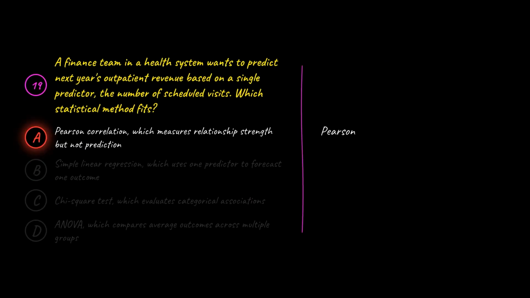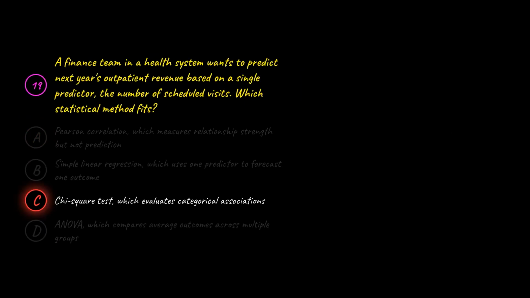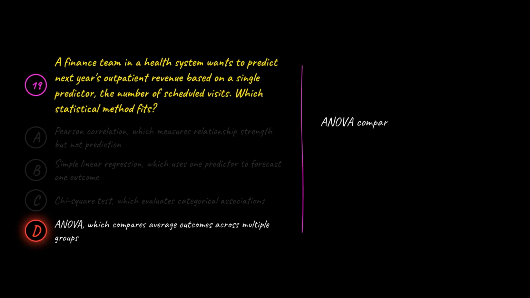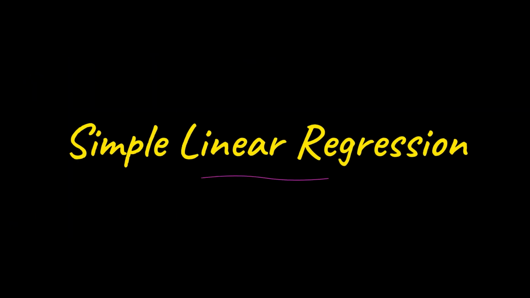A is wrong because Pearson correlation describes how strongly two variables move together, but does not produce a predictive equation. C is wrong because chi-square evaluates association between categorical variables. Visit count and revenue are continuous, so chi-square would discard most of the information. D is wrong because ANOVA compares means among three or more groups, not the prediction of a continuous outcome from a continuous predictor. Simple linear regression fits a straight line through data to predict a single continuous outcome from a single predictor variable.